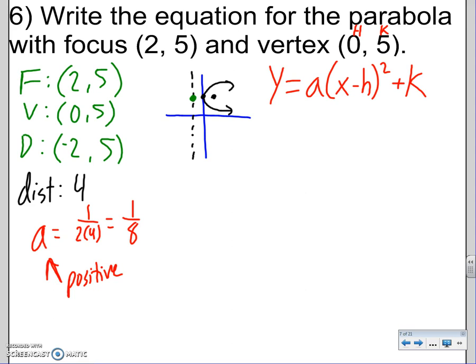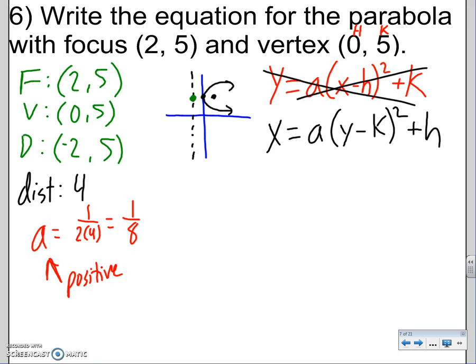Once we have our A and our H and K, we can now plug into the formula. Now this one is kind of wrong here. Since this is a sideways parabola, we don't use the y equals formula. We use x equals a(y minus k) squared plus h. So this is the wrong one because it's not an up and down vertical parabola.